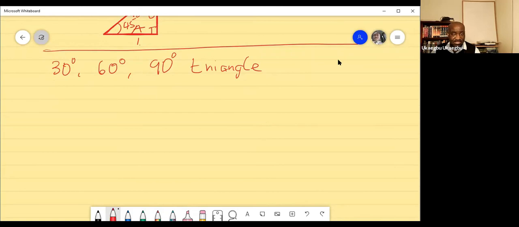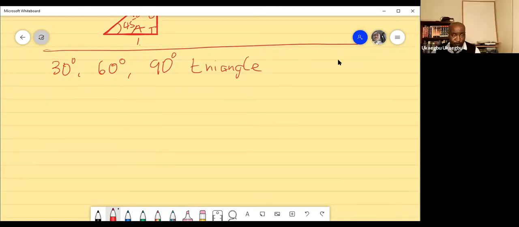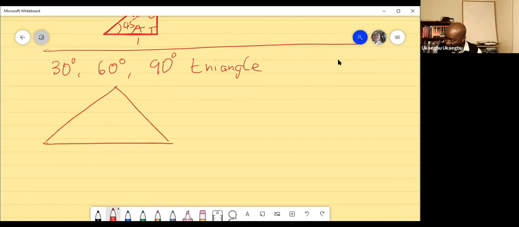Yes, that's 180. Now, since it is 180 degrees, if you divide it into 3 equal parts, what will one angle be? 180 divided by 3? 60. Okay, so what that means is every equilateral triangle has 60 degrees. Each of the angles is 60 degrees.